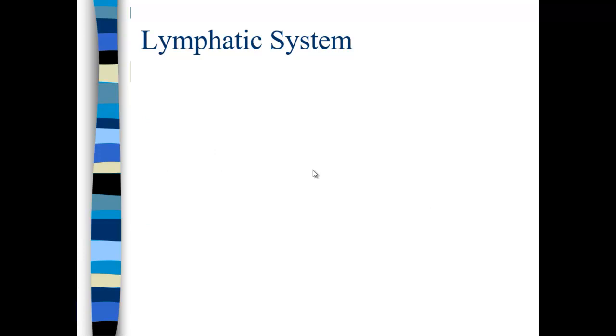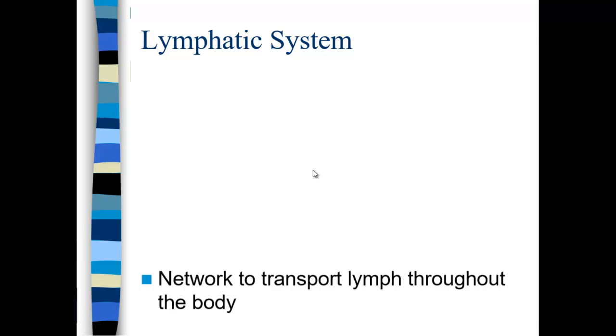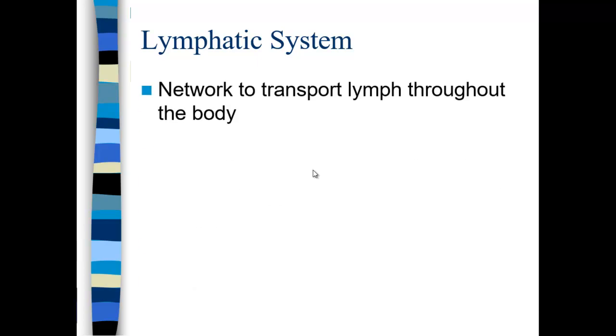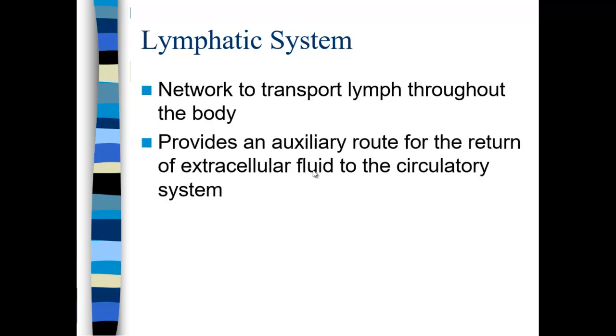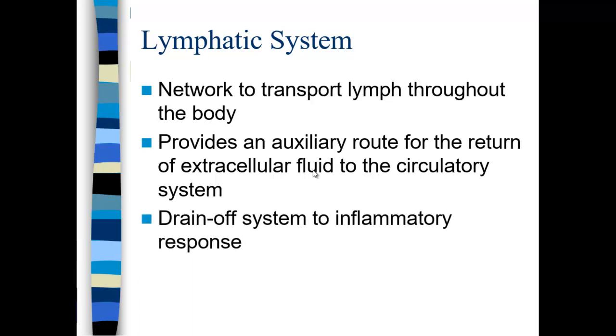Then along with the reticuloendothelial system, you have the lymphatic system. And this is a network to transport lymph throughout the body. It provides an auxiliary route for the return of extracellular fluids to the circulatory system. So the circulatory system and the lymph system are attached. And this is a drain-off system. So when you have a large inflammatory response and inflammatory mediators, cells, and fluid are locked in tissues, this particular response then allows these inflammatory mediators to drain off.